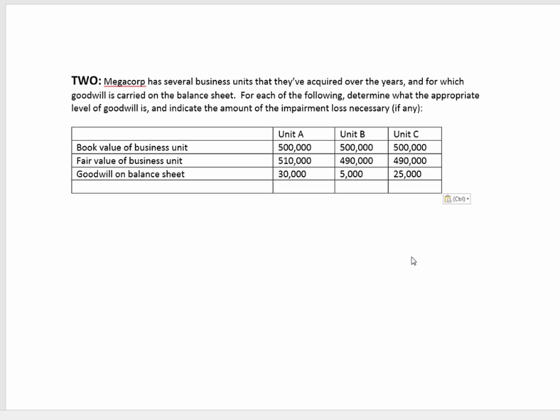If the fair value is less than the book value, then we want to write the book value down by impairing the goodwill once, and we're going to write it down until either the book value is reduced to the fair value or until the goodwill goes to zero. So let's go ahead and look at these three scenarios. In Unit A, we have a book value of $500,000, a fair value of $510,000. So basically that means that there's no impairment required.